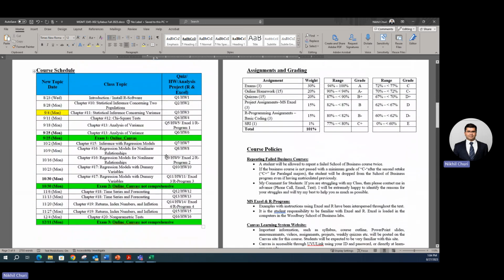Within the next few minutes, I'll be posting the content of your very first lecture, which is chapter 10, statistical inference concerning two populations. Next week, I'll be posting more information about statistical inference concerning variance. The week after, it will be chi-square.